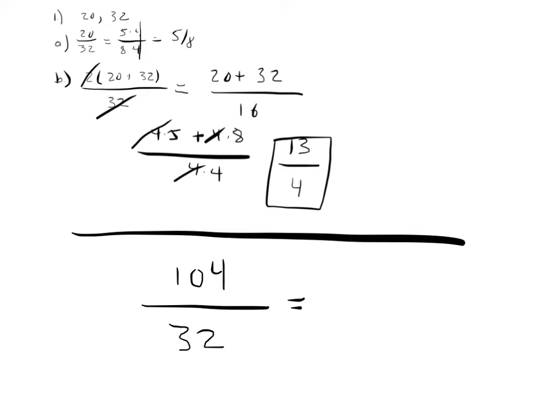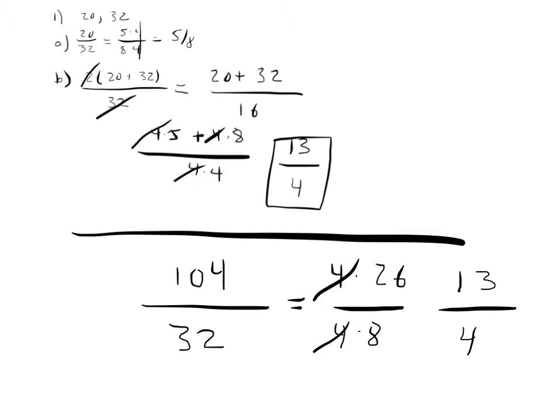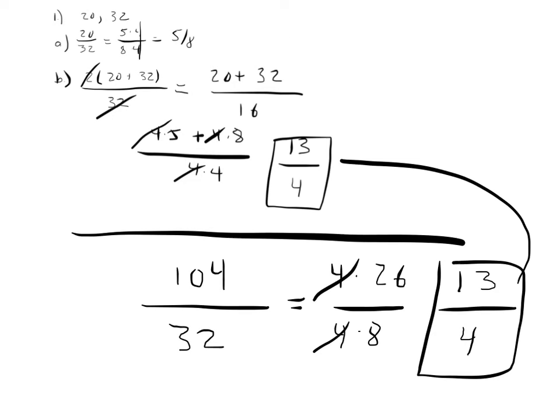And then I'm looking at breaking this down again, so I've got to take that 104 and break it down. I can see 32 has a factor of 4. Does 4 go into 104? I think so. 4 times 26 over 4 times 8. The 4's will cancel. For the 26 and the 8, I've got a common factor of 2. So then I'm looking at 13 fourths. And I get the same answer.